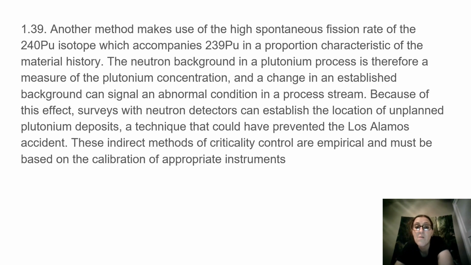Another method makes use of the high spontaneous fission rate of the plutonium-240 isotope, which accompanies plutonium-239 in a proportion characteristic of the material history. The neutron background in a plutonium process is therefore a measure of the plutonium concentration, and a change in an established background can signal an abnormal condition in a process stream. Because of this effect, surveys with neutron detectors can establish the location of unplanned plutonium deposits, a technique that could have prevented the Los Alamos accident. These indirect methods of criticality control are empirical and must be based on the calibration of appropriate instruments.